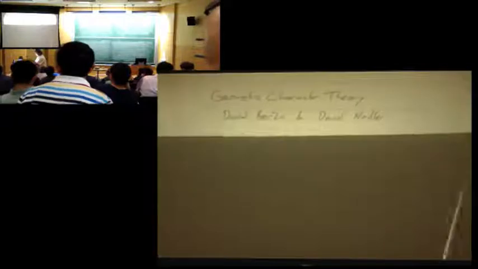I wanted to talk about joint work with David Nadler, which I'm vaguely calling geometric character theory. This is part of an ongoing project where the general theme is to understand relations between representation theory and gauge theory, maybe inspired initially by work of Kapustin and Witten and subsequent works.